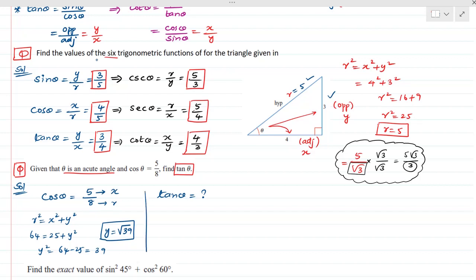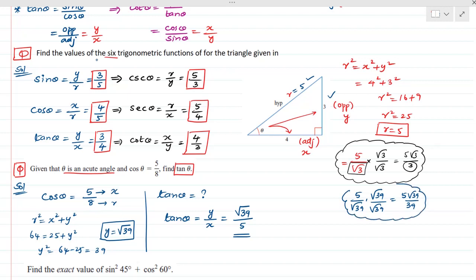As we know, what is the tan theta definition? Tan theta is equal to y over x. Since the y value is root 39 and the x value is 5, there is no root in the denominator, so leave it as it is. If you had got 5 over root 39, I would have to rationalize by multiplying by root 39, and you would get 5 root 39 over 39. But in this problem, you don't have any root in the denominator, so you can leave it up to this.